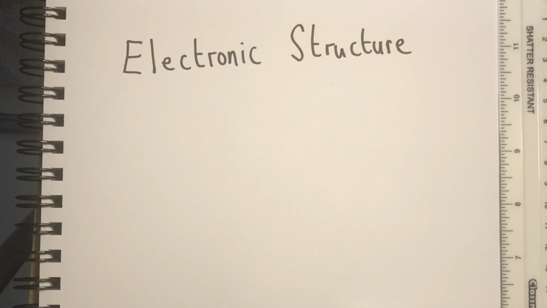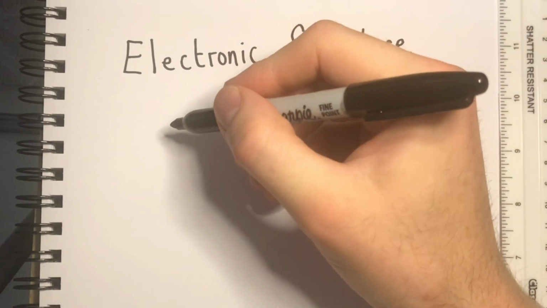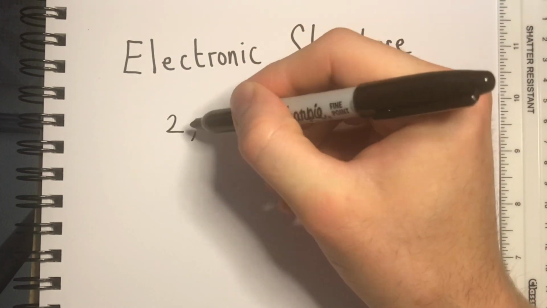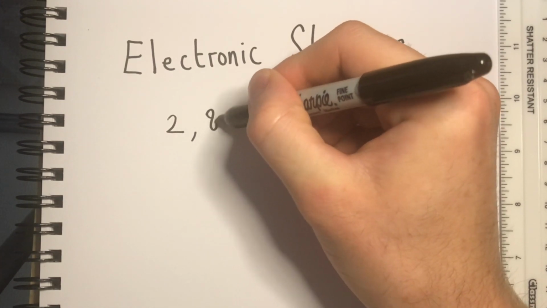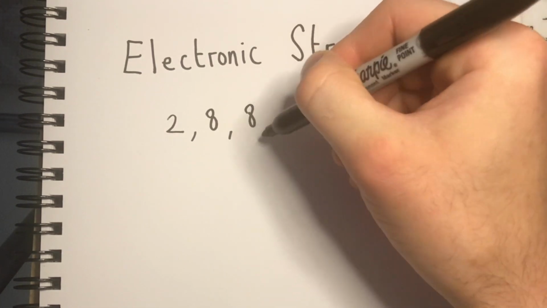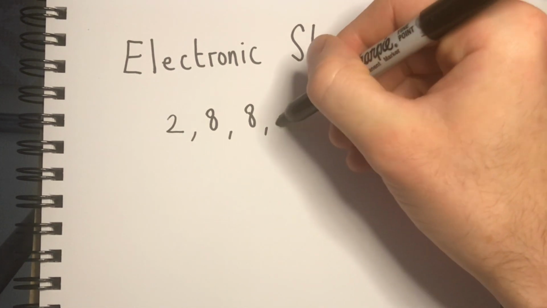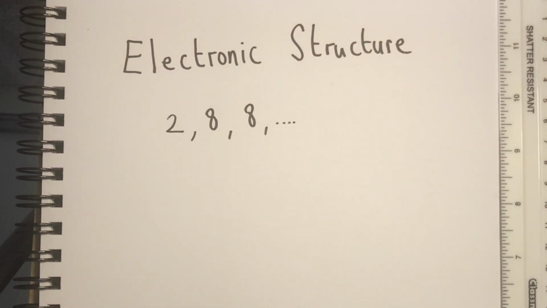So at GCSE, you learn that the electrons are arranged in shells that orbit the nucleus, and you can only contain a certain number of electrons in each shell. So the first shell, you have 2, the next shell 8, the next one 8, and so on. This is not 100% true when we get to A level, but we can use this as a basis to get started.